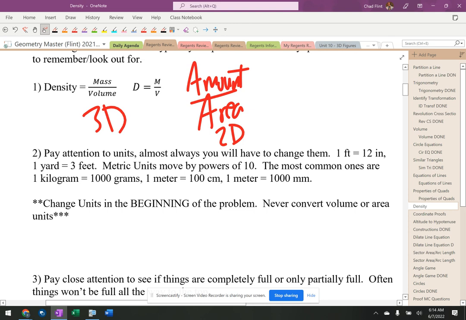You're almost always going to have to convert units in these 4-point questions, and you're almost always going to have to do either feet into inches or inches into feet. All right. You want to change the units at the very beginning of the problem, never at the end.